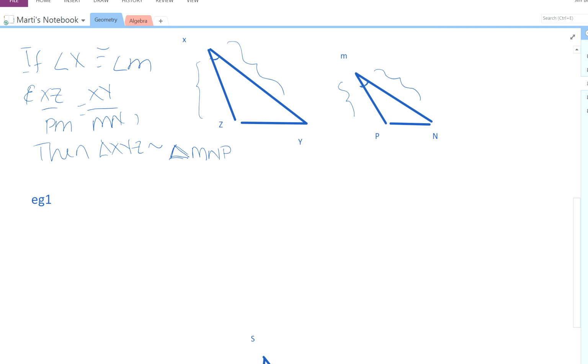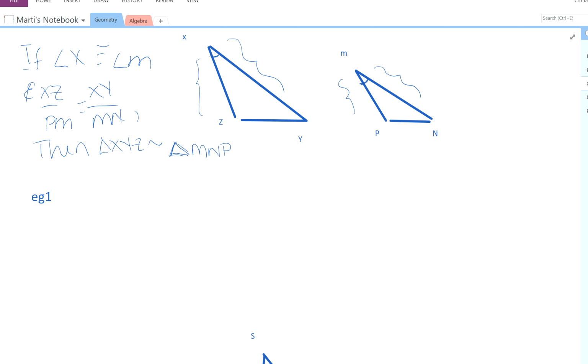Alright, so I want to give you an example. I'm going to give you three triangles here. I'm going to get a little fun with my colors here. And if you want to look at the example at the top of page 489, you can see what I'm doing.